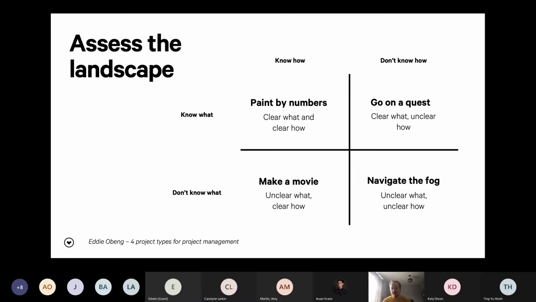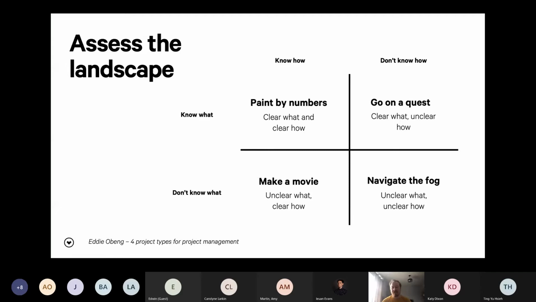So if you've been asked to design a PPC landing page, you know how to do a landing page. There are loads of resources out there. It's really simple. It's kind of a paint by numbers exercise, and you accept that's what it is.